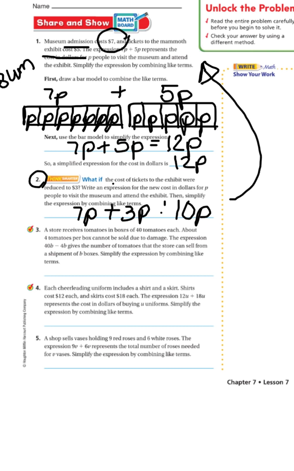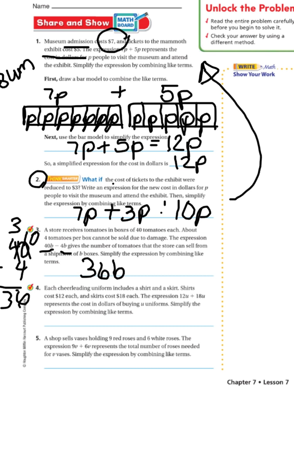Number 3. A store receives tomatoes in boxes of 40 tomatoes each. About 4 tomatoes per box cannot be sold due to damage. The expression 40b minus 4b gives the number of tomatoes that the store can sell from a shipment of b boxes. Simplify the expression by combining like terms. Okay, so both terms end in the variable b, so they can both be combined. So what you're going to do here is 40 minus 4. Oops. 36. So you are going to end up with 36, and then you have to put the variable on the end, which is b. 36b.